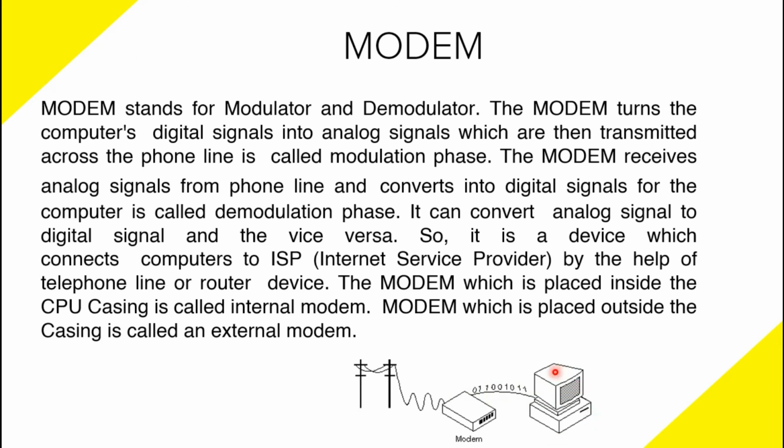The full form of modem is modulator and demodulator, which automatically tells what it does: it performs modulation and demodulation. Modulation turns the computer's digital signal into an analog signal, which is then transmitted across the phone line. So converting a digital signal to an analog signal is called modulation, and demodulation is the process of converting an analog signal to a digital signal.